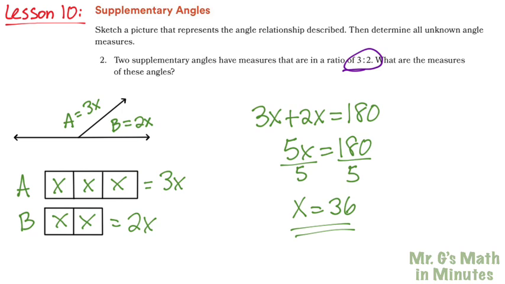But that's not the answer. They don't want the answer. The question doesn't even say find x, but we know that we have to find x to get our answers. They want us to find out what is the measure of these two angles.